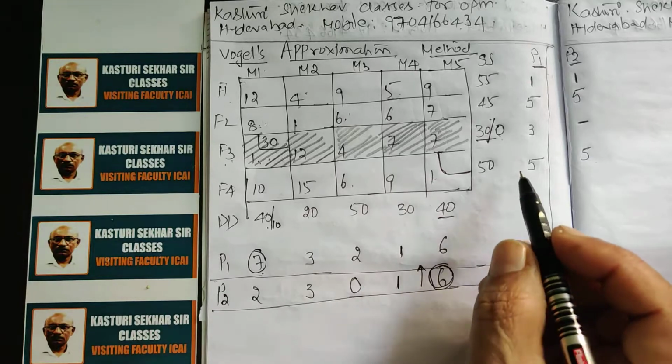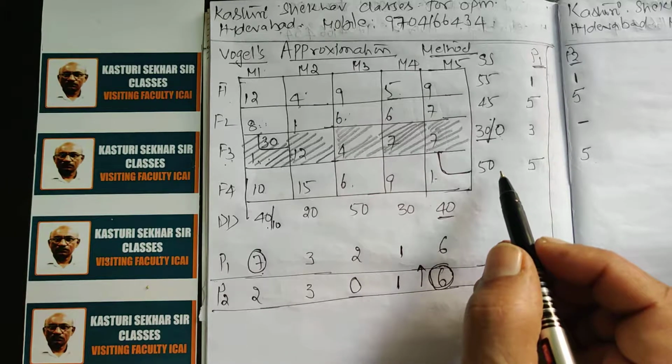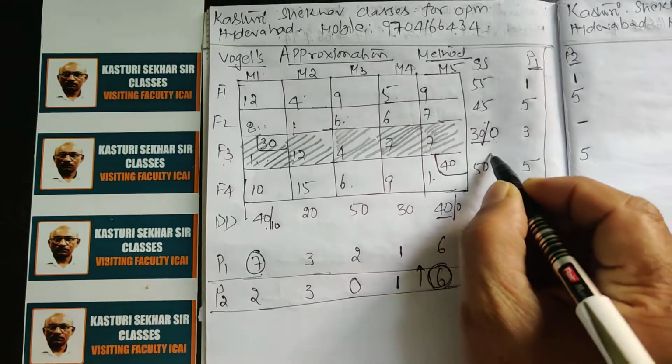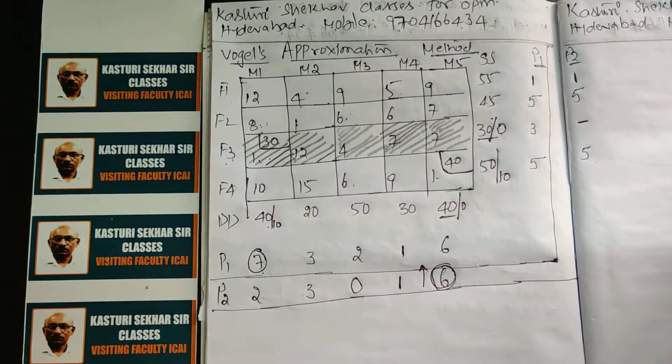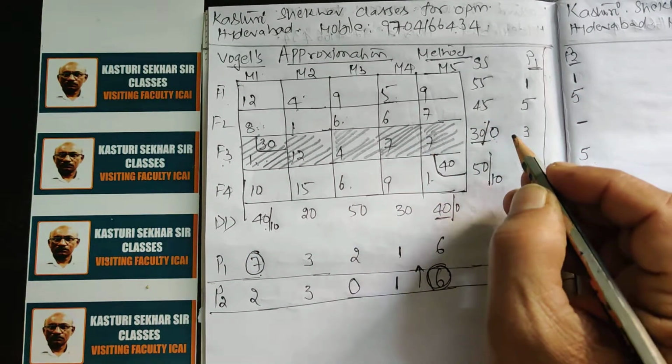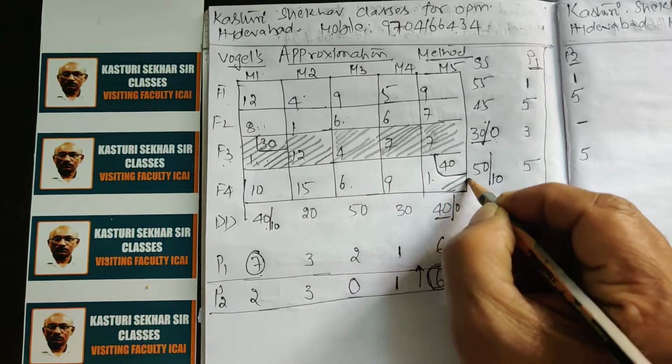40 units. How many units are available at F4? 50. Now, availability at F4 is reduced to 10. And the requirement at M5 is 0. M5 requirement, market 5 requirement is fully satisfied.